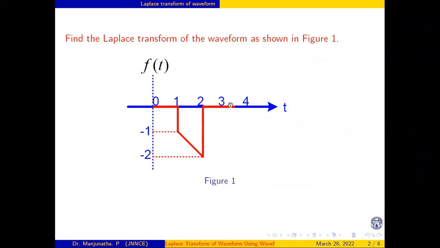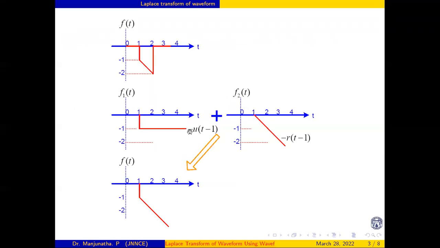At 0, 1, 2, 3, 4, between 1 and 2 this waveform exists, and from 0 to 1, and after 2, it's 0. At point 1, its magnitude is -1. And from 1 to 2, it is a ramp function with the slope y2 minus y1, that is -2 minus (-1), divided by x2 minus x1, which is -1. So we have to determine the Laplace transform using waveform synthesis.